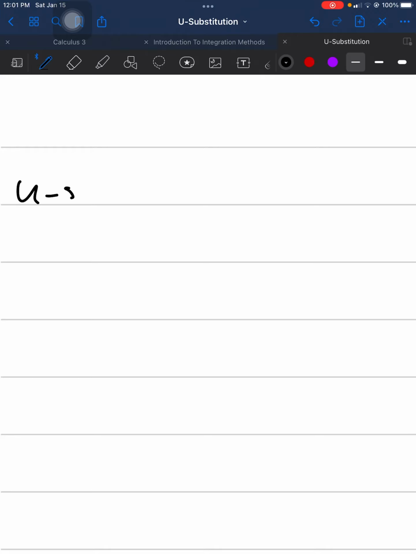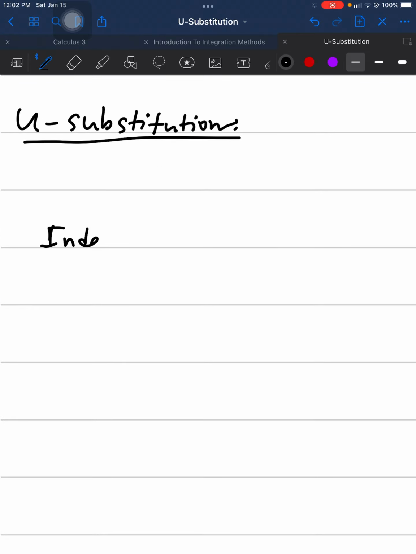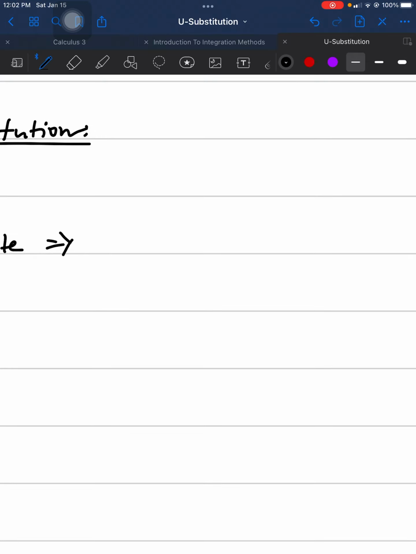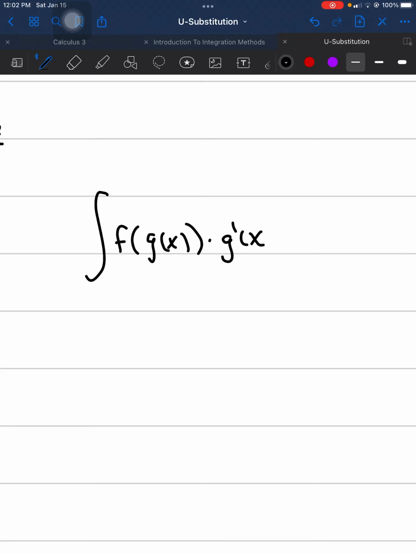So starting off with the general formula for indefinite U-substitution. Say we are taking the integral of a composite function such as f of g of x, times g prime of x, right?